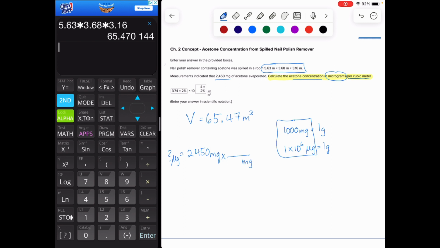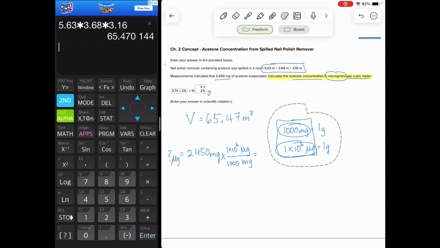So I can convert milligrams to micrograms because there are 1,000 milligrams in 1,000,000, 1 times 10 to the 6th micrograms, and that will convert from milligrams to micrograms.